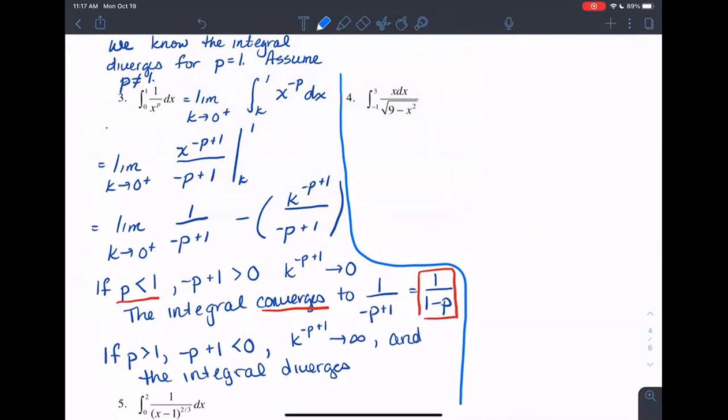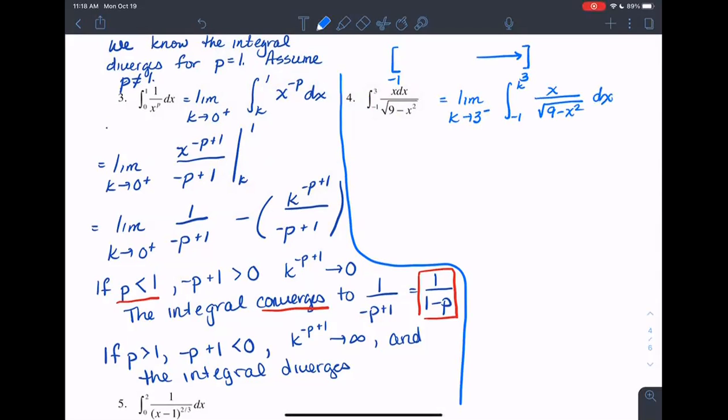Okay. So we said the problem here was at 3. So this time it's at the upper limit. I'm going to draw my number line to keep track of this. We're going from -1 to 3, and we're going to have to approach 3 from the left. So when I set this up, it's going to be the limit as k approaches 3 from the left, integral -1 to k, x over square root 9 minus x squared dx.